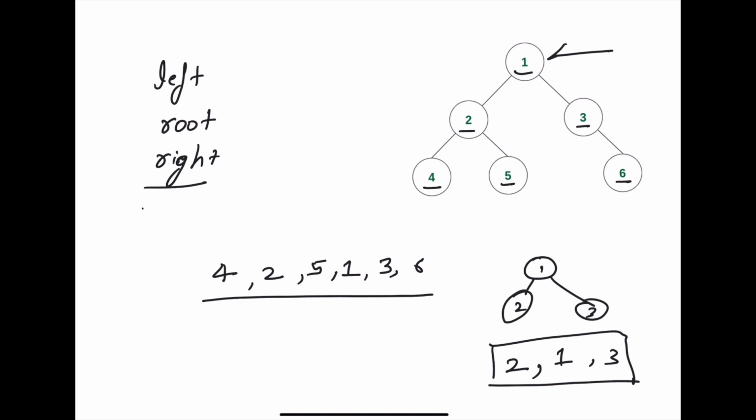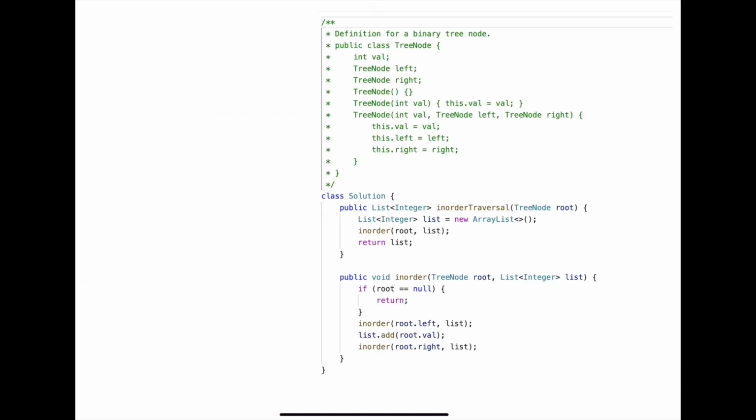Now let's see the code for it. We will be solving this problem with the help of recursion. Recursion is a method in which the method calls itself. So this is the solution for it. Let's go through the solution one by one.